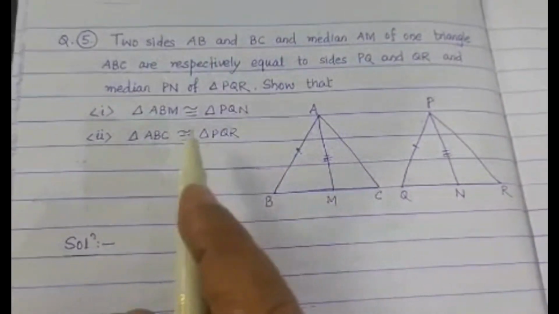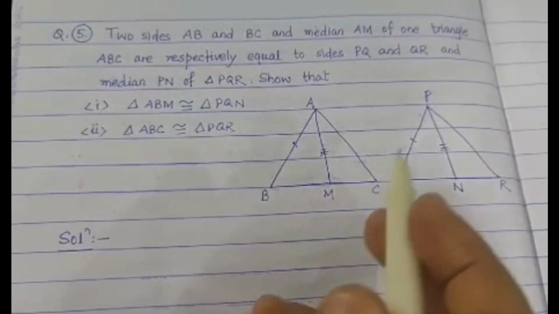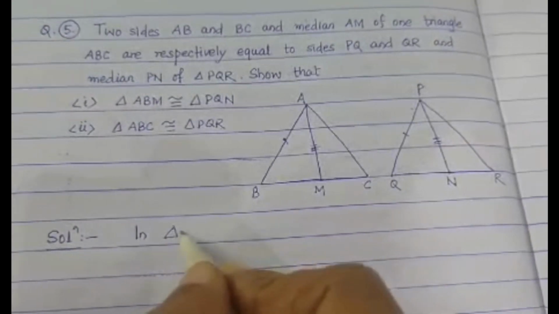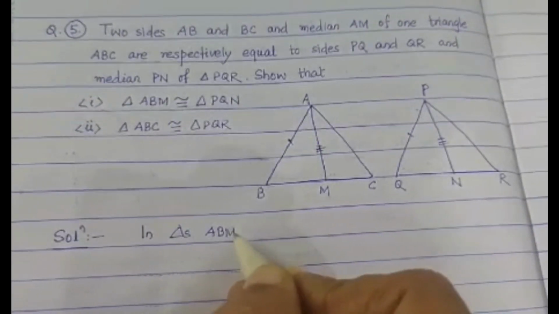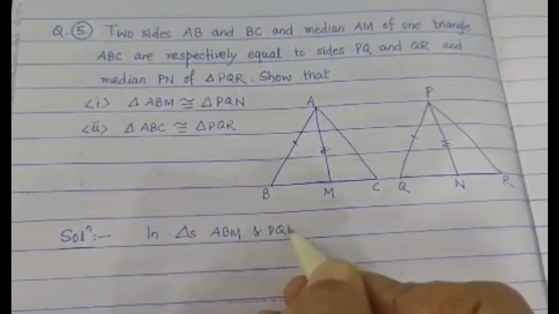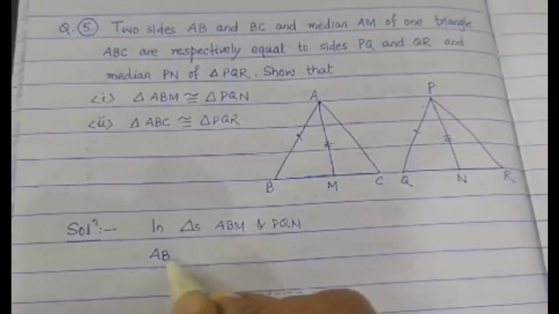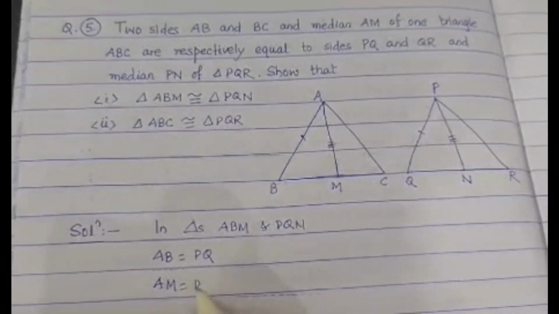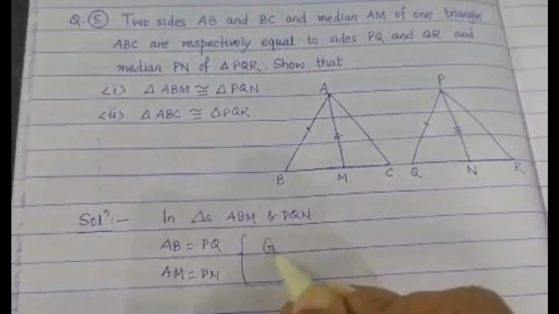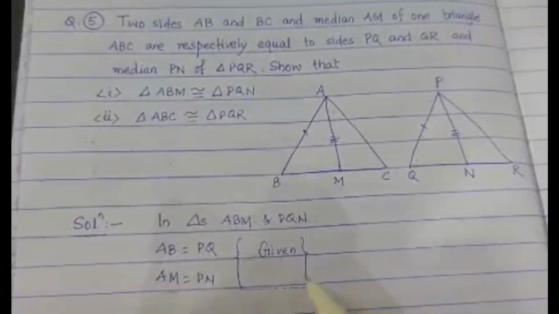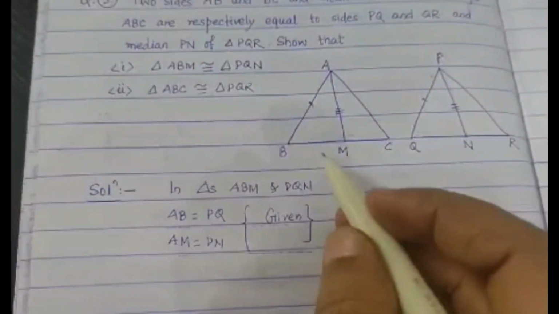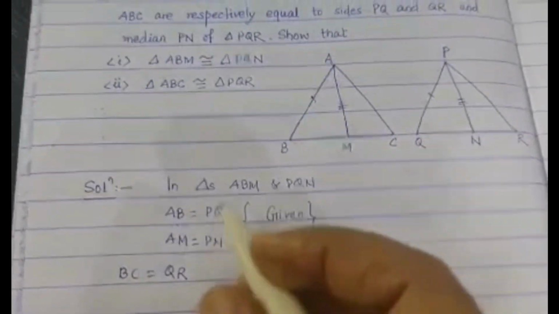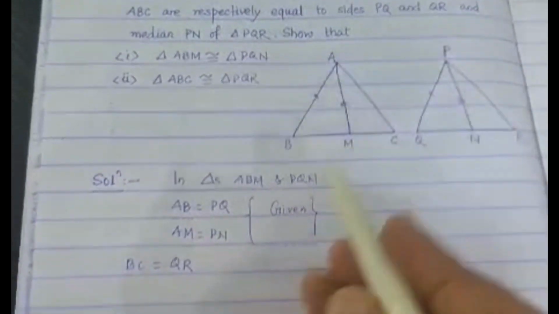So in triangles ABM and PQN, we can write that AB equals PQ, it is given, and AM is equal to PN, this is also given. So these two are given. The third one we have to find. The third one we will get from here: BC equals QR, this is given.